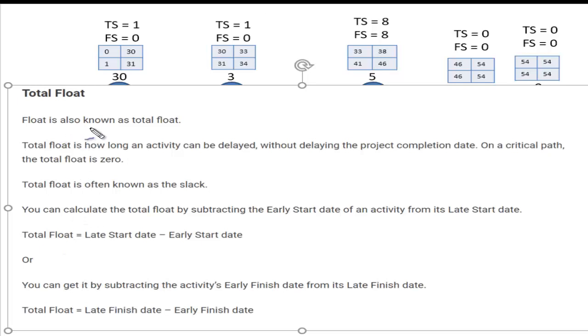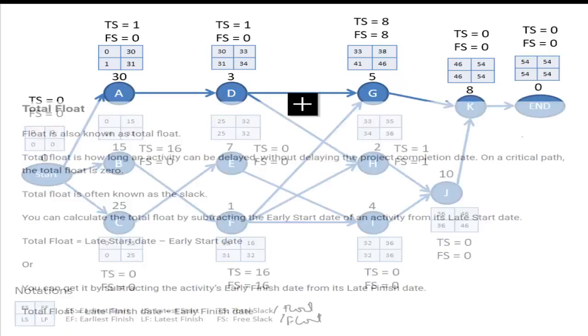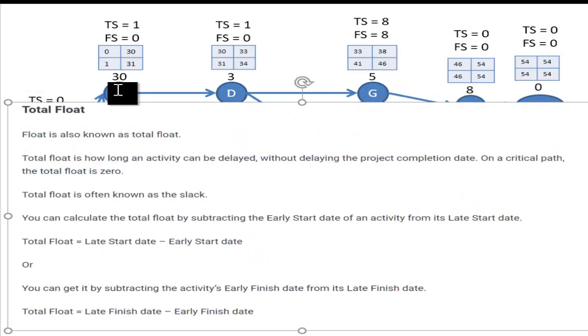Now what is the total float or total slack? We sometimes call it just float. It is how long an activity can be delayed without delaying the project. That means you want to delay this activity, for example, without delaying the project. For example, this activity: how much can you delay this activity without delaying the project? That's what is called the total slack or total float.